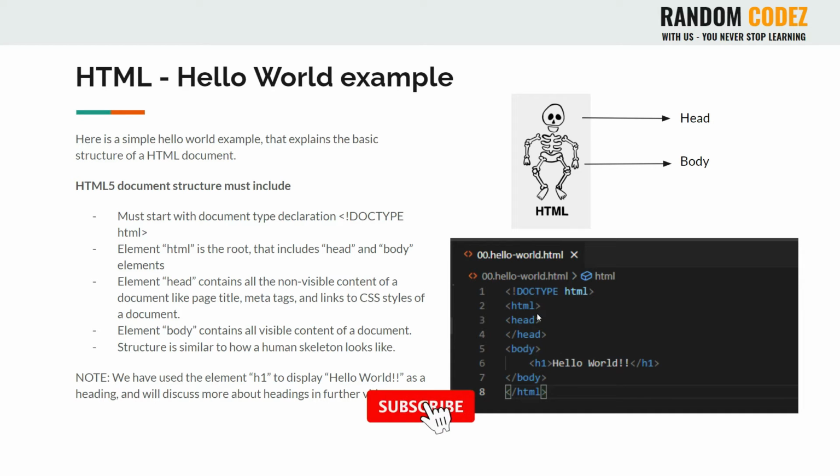And this root element will contain both head and body elements, where the head element contains all the non-visible contents of a document like page title, meta tags, and links to CSS styles of a document. And the body element contains all the visible content of a document like headings, paragraphs, lists, tables, and so on. Overall, the structure of an HTML document is almost similar to a human skeleton where we have head and body.